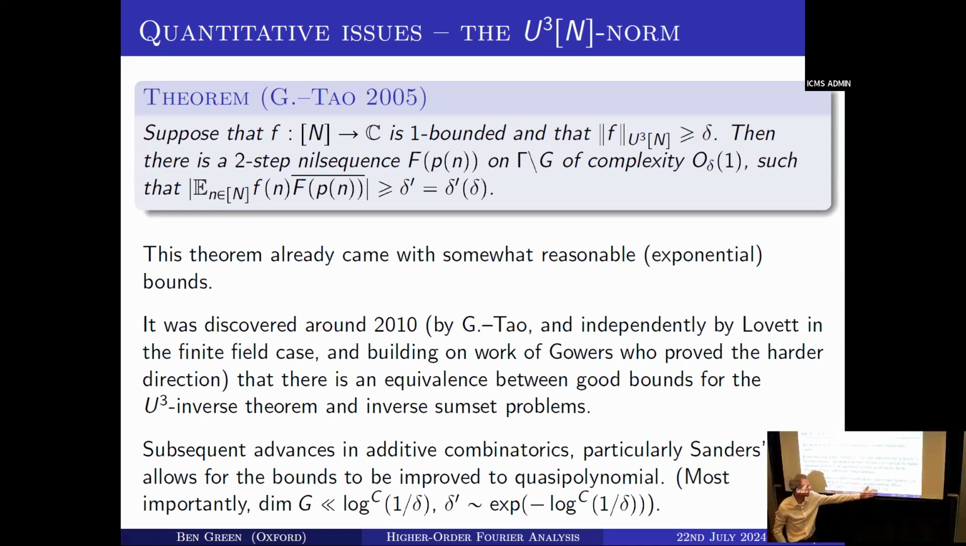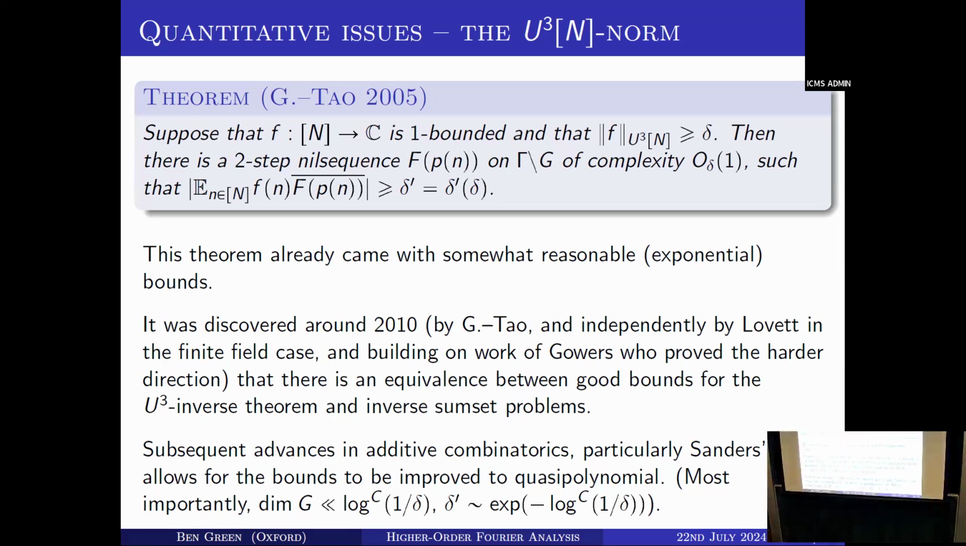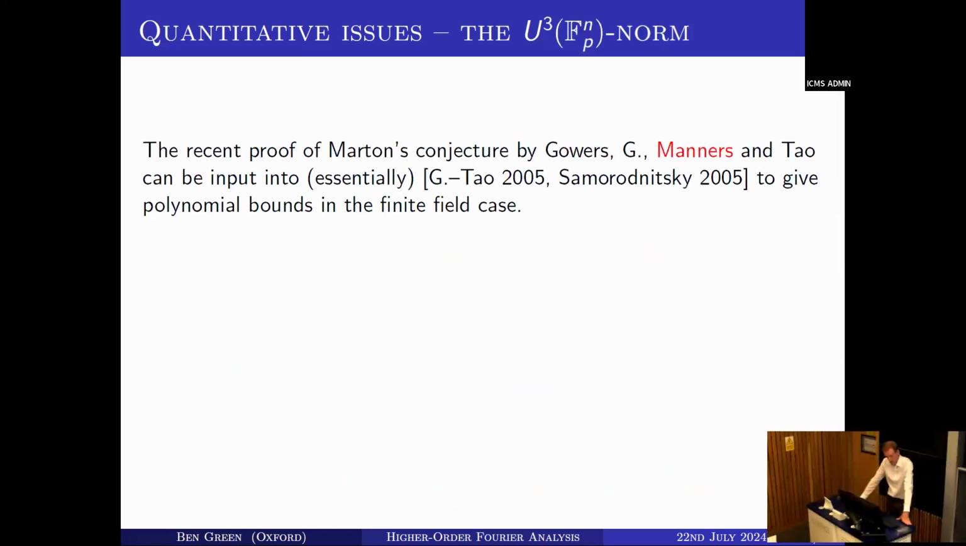and the delta prime is quasi-polynomial in delta. Now, I should say for full accuracy, I don't think this was stated anywhere until the work of Manners and James and Ashwin. But more or less, it follows by inputting Sanders' work into the 2005 work. Finite fields.